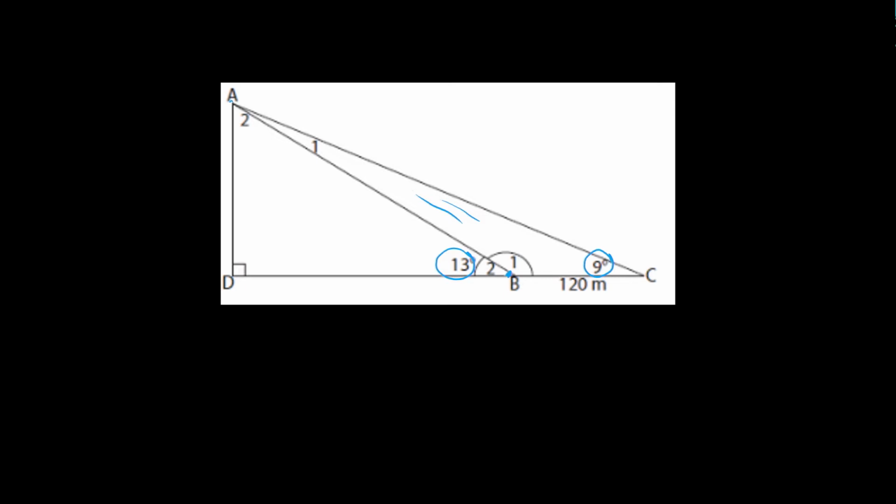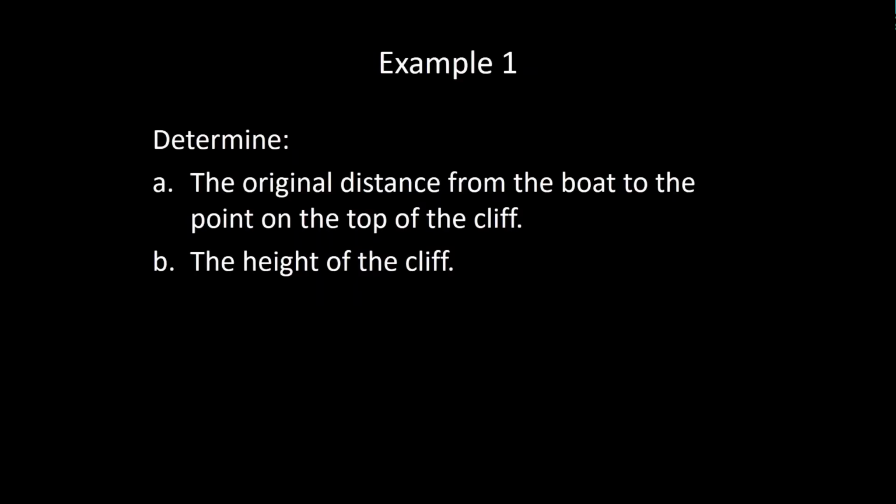So what I like to quickly do is to work out a few angles. I can see that angle A1 is going to be 4 degrees because the exterior angle is equal to the sum of the interior opposite angles. So this is going to be 4. And then angles in a straight line, I'd be able to work out angle B. We've got a length given of side BC, which is the distance that the boat has traveled so far, and it's traveled 120 meters. Okay, so that's our sketch. We've now analyzed the drawing. Let's answer the question. Let's see what the first question says. Determine the original distance from the boat to a point on top of the cliff.